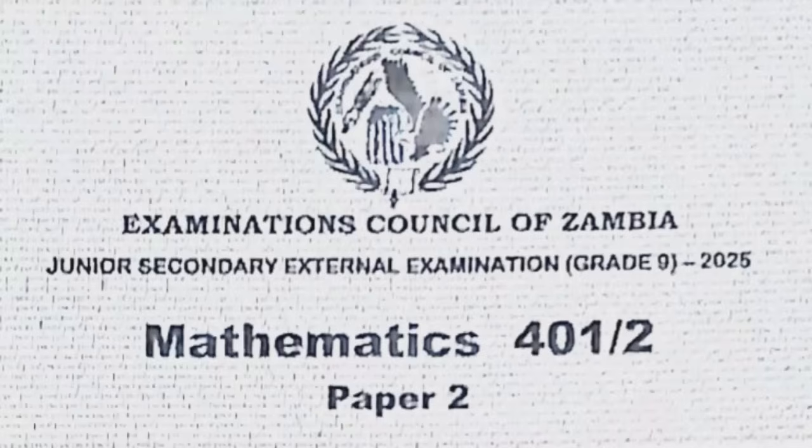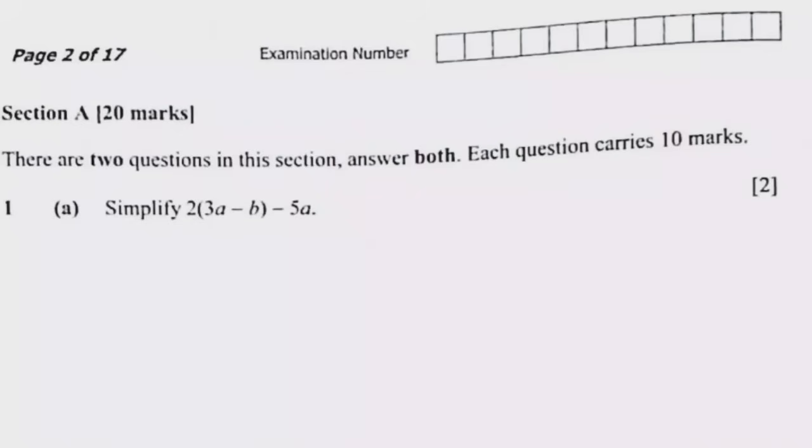Otherwise, let's get started. We come to Section A. Section A has 20 marks and the instructions are as follows. There are 2 questions in this section. Answer both. Each question carries 10 marks. So there are 2 questions, each carrying 10 marks.